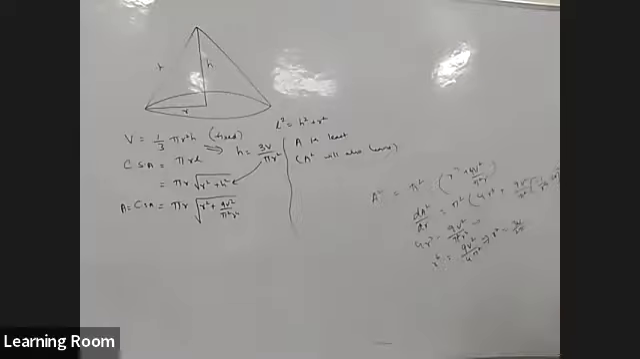Divided by pi, 2 is not there. Check. Here 2 is there. I missed this 2. So 2 is there. Then it should be root 2 pi. 3b divided by root 2 pi. So this is the value of r cube.